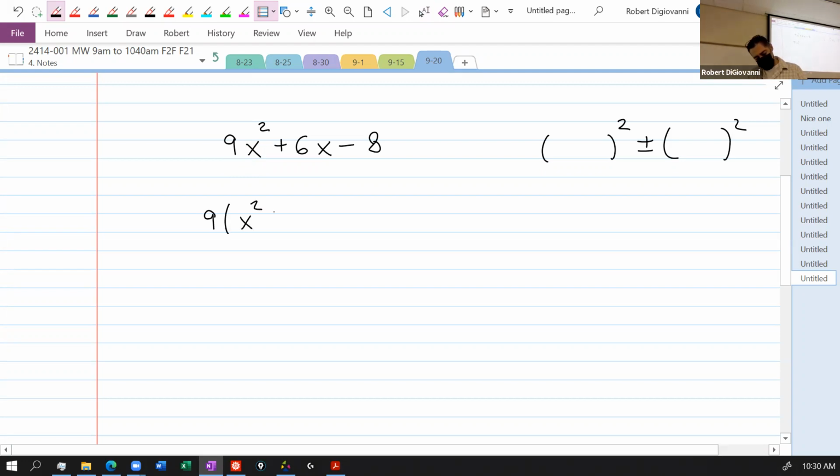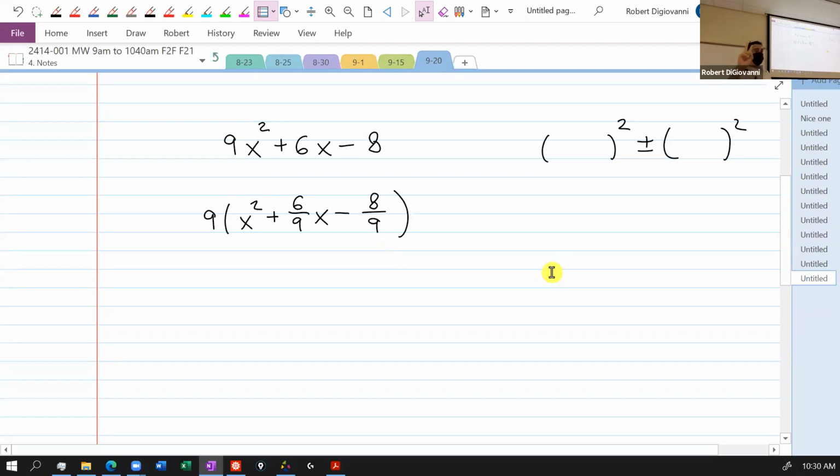That leaves me with x squared plus 6 over 9 x minus 8 over 9. Now, I know that seems weird, but that is a legal move. If I pull a 9 from everything, then if I distribute this 9 back through, I will get the original expression, won't I? That's the first step to completing the square.